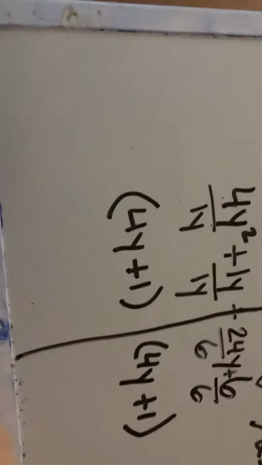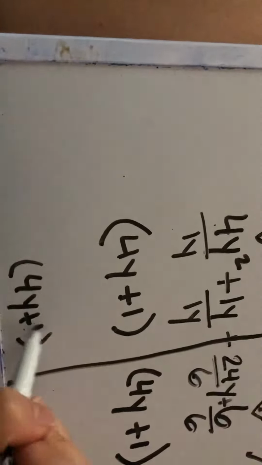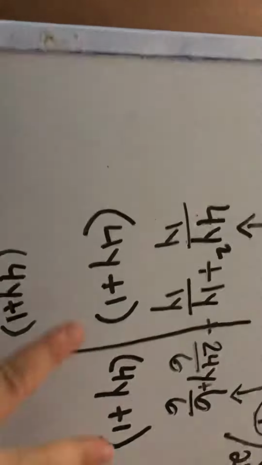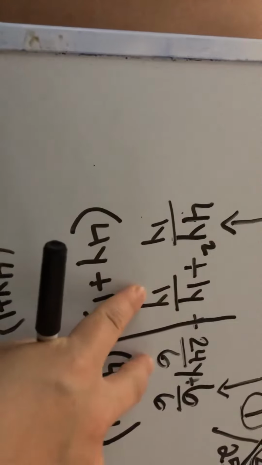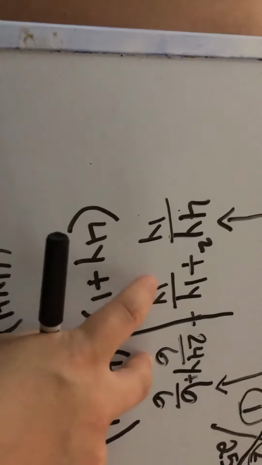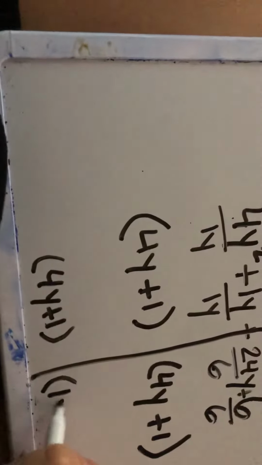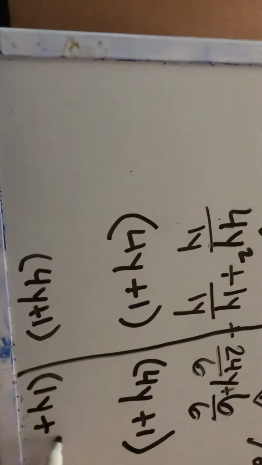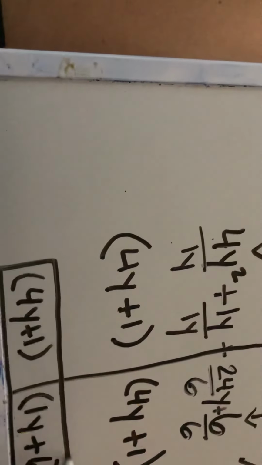So now for my final answer, that 4y plus 1 is going to be one of my parentheses. I came up with it twice, but in my final answer, I only need to use it once. My other parentheses is going to be the two numbers that I divided by. So I divided this one by 1y and this one by 6. So my second parentheses is going to be 1y, and I'm going to say plus 6 because the 6 is positive. And this would be my final factored answer.